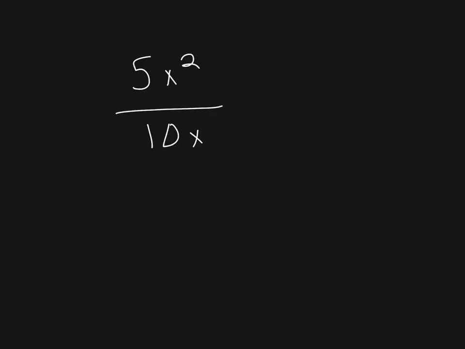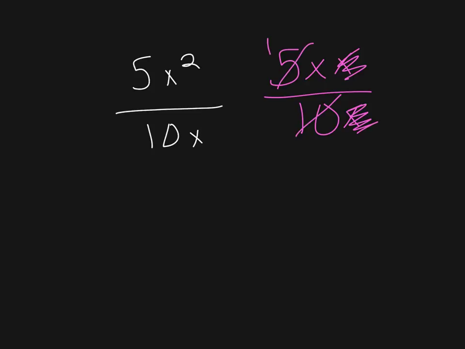All right, let's start with an example of monomials. You have 5x squared over 10x. Remember, 5x squared essentially means 5x times x, and then over 10x. So one of these x's can cross off, and then 5 and 10 can both be divided by 5. So that leaves me with an x on top and a 2 on bottom.